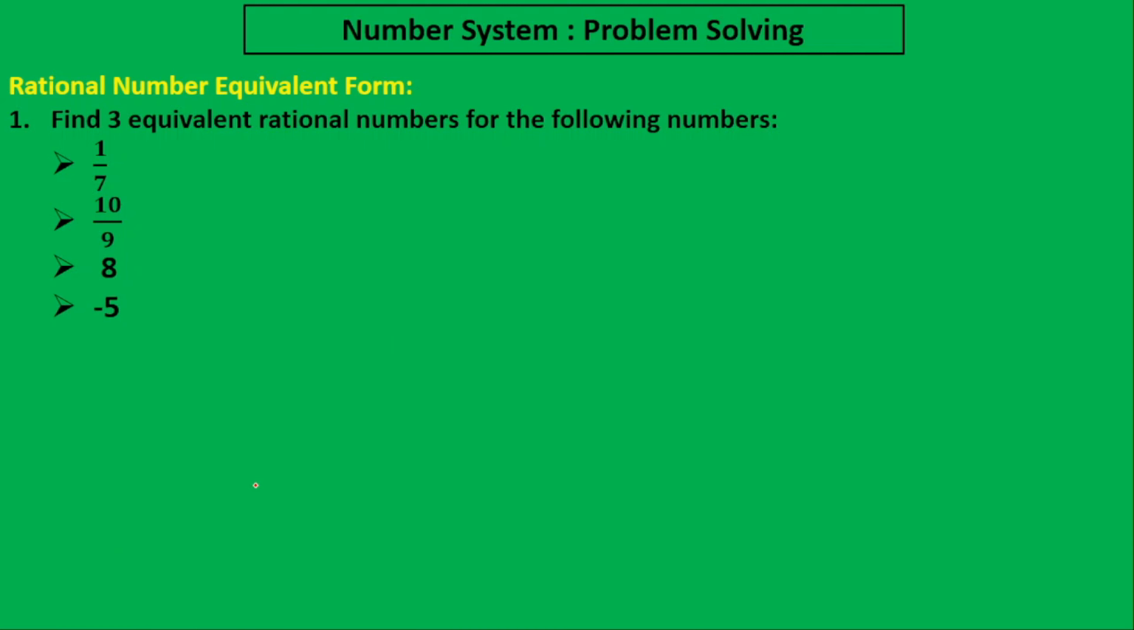Next is minus 5. So we need to find the equivalent rational number. Minus 5 times 2 divided by 1 times 2. So this becomes minus 10 by 2. So equivalent rational number minus 10 by 2.